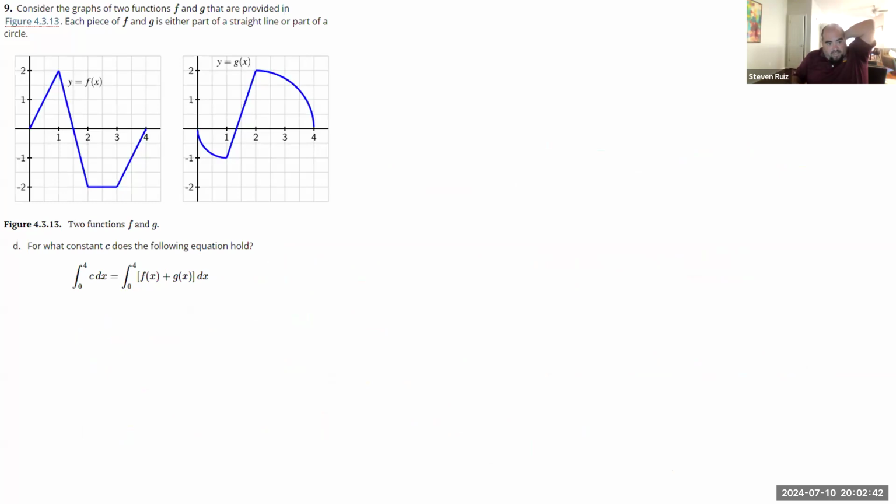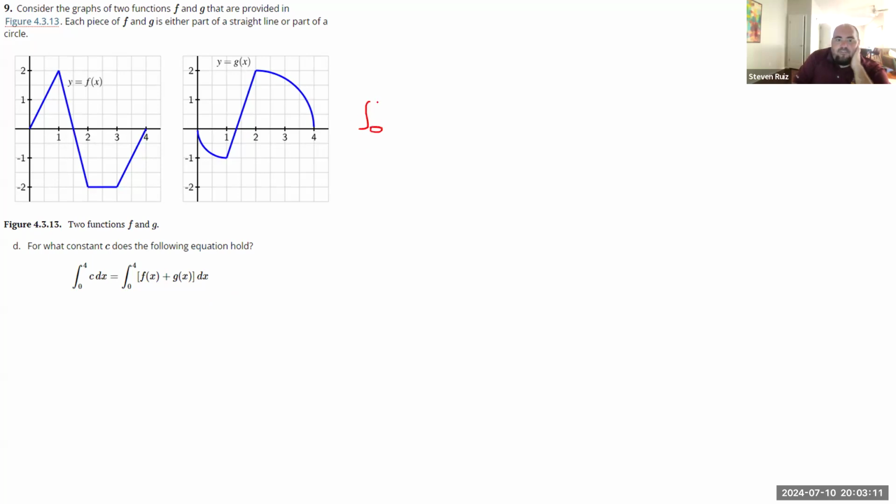And finally, moving on to part D. For what constant c does the following equation hold? So let's do this first. We can find a value. I mean, there's lots of ways to attack this. I'm going to go through one of them with you, but there are other ways to approach it. Let's find the value of this integral on the right.